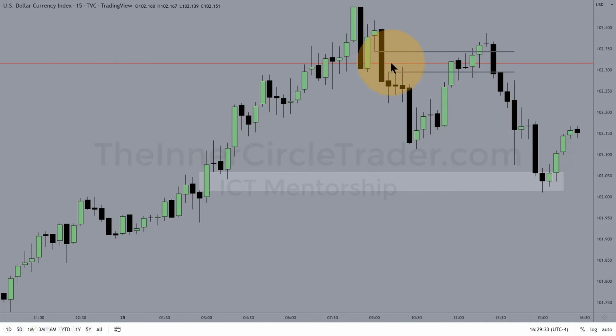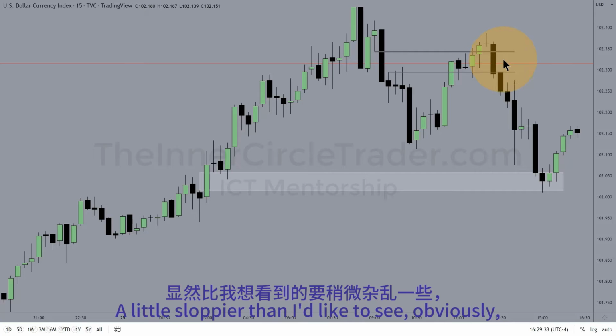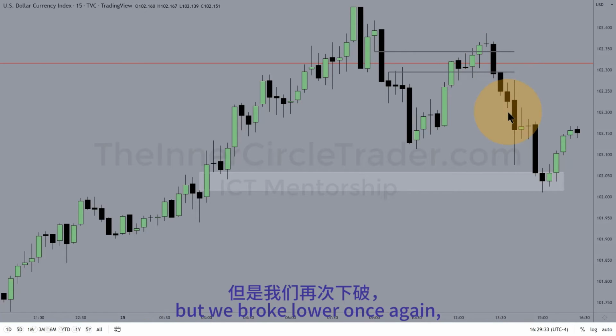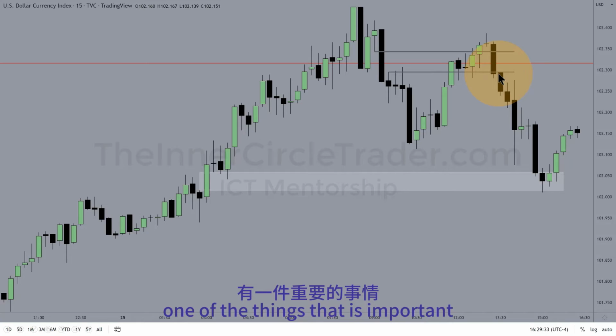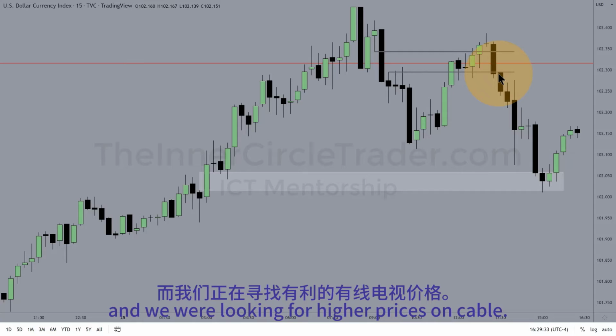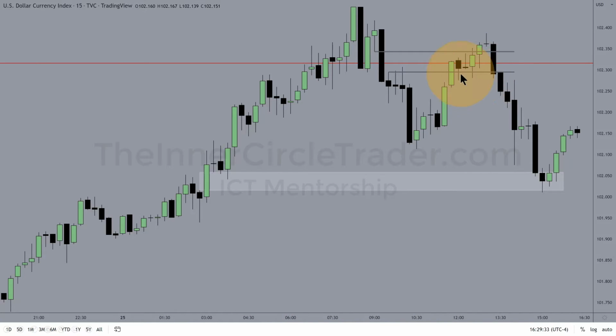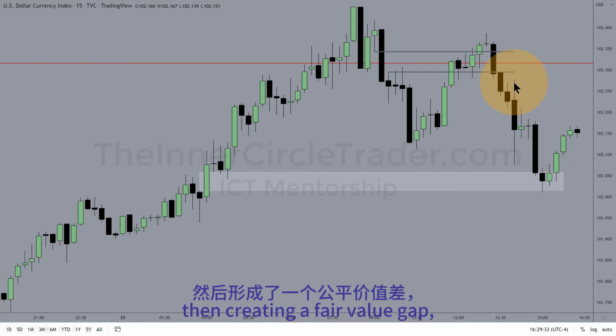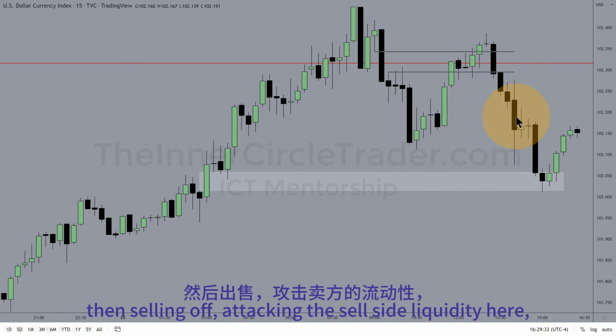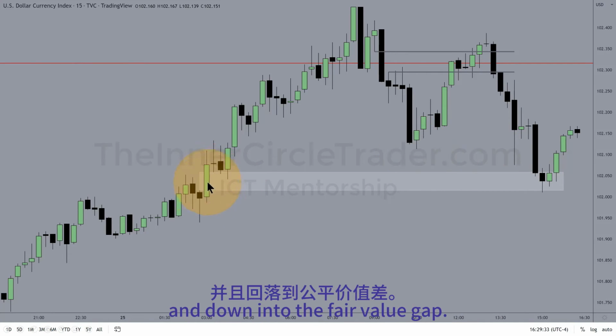Market went above, broke the swing low, fair value gap, trades up into it. A little sloppier than I'd like to see, obviously, but we broke lower once again, returned back into a fair value gap there, swing low, broke. Now, one of the things that is important is that we were looking for obviously higher prices on euro, and we were looking for higher prices on cable. You can see that happening with this short-term low being broken here, then creating a fair value gap, trading up into it, then selling off, attacking the sell side liquidity here, and down into the fair value gap.